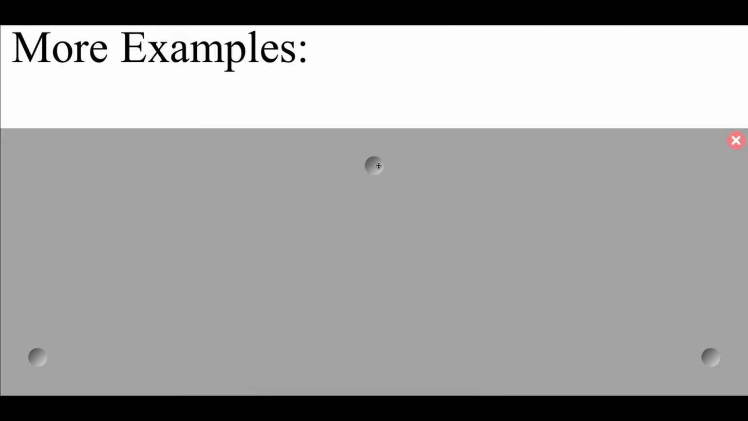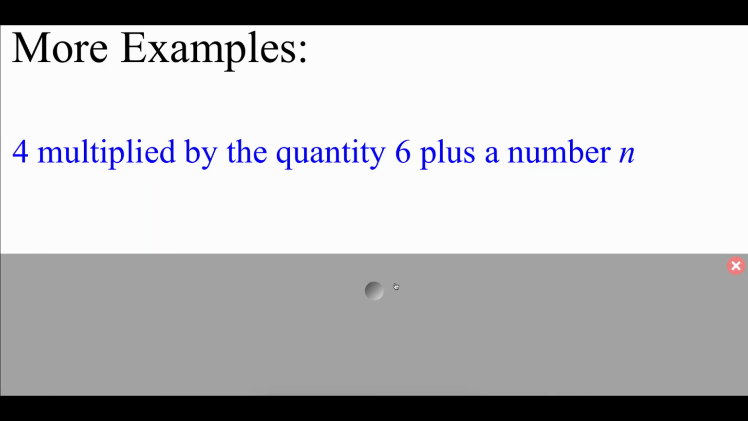Just a few more examples here. So the next one, we've got 4 multiplied by the quantity 6 plus a number n. So we've got some multiplication happening, and we're taking 4 times something. Now, this quantity, this is something that we haven't looked at yet. When you see the words "the quantity," that means that we're going to be using a set of parentheses, and whatever comes after that is going to go inside of the parentheses. So we're taking 4 times a set of parentheses, and inside of those parentheses, we're supposed to have 6 plus a number n. So 6 plus n inside of those parentheses.